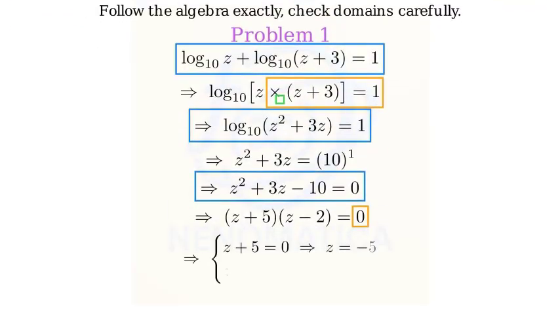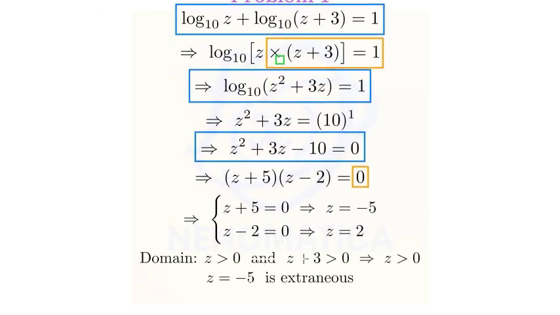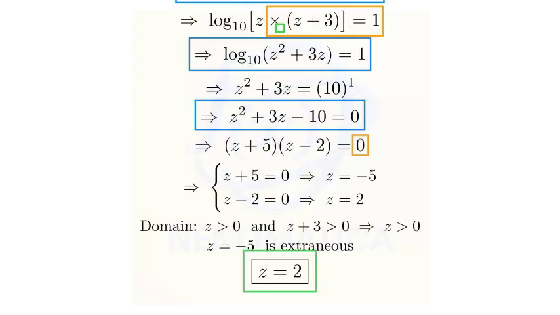Step 6. Apply the zero product property to get two candidates. Step 7. Check the domain of the original logarithms. We need z greater than 0 and z plus 3 greater than 0, which together require z greater than 0. Therefore, z equals -5 is invalid, and z equals 2 is valid.